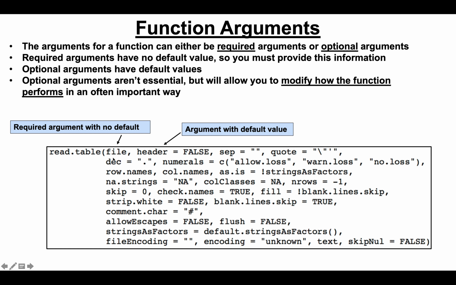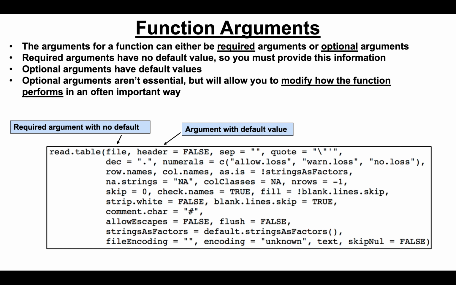The argument file is an example of an argument that's required. It's got no default. If you don't tell it what file you want to read in, there's no way for this function to know what file you want. However, for header, if you don't give it any information, there's a default value, so it will assume that the header information is false if you tell it nothing. That's an example of an optional argument. You can see there's a ton of optional arguments here that will let you modify how read.table works in a lot of potentially interesting and useful ways.